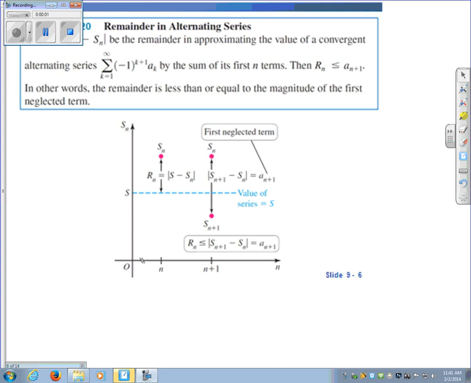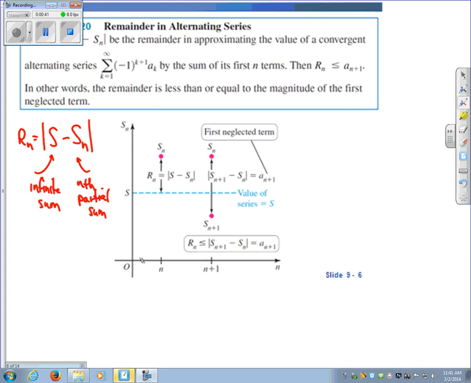Now let's look at the remainder of an alternating series. A remainder is how far off the approximation is from the actual answer. So the remainder from using the nth partial sum to approximate the infinite sum S, okay, I'm just looking at that absolute error. This is my nth partial sum that we're using to approximate S, which is actually the infinite sum. And so R sub n is the remainder by using that nth partial sum for an approximation.